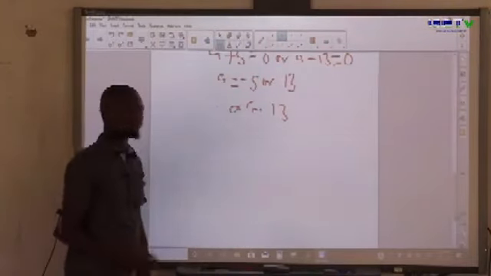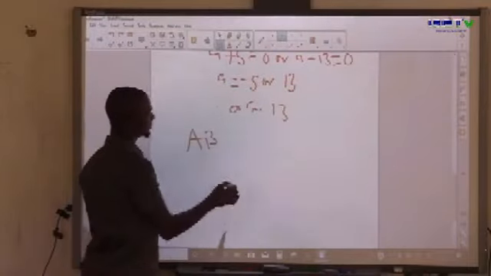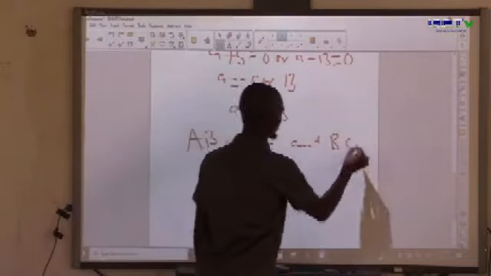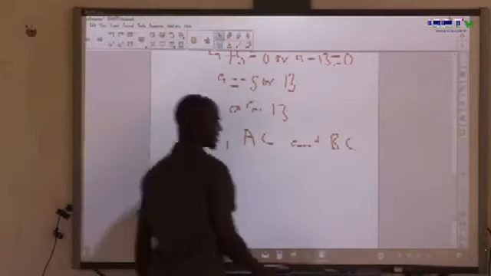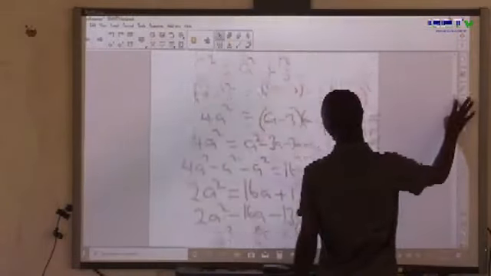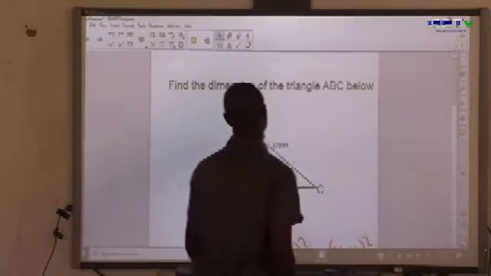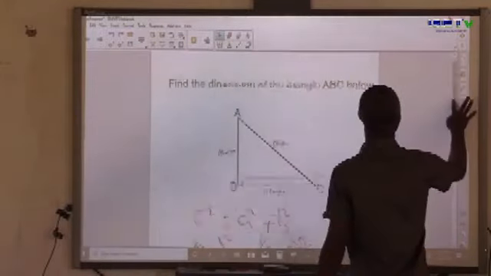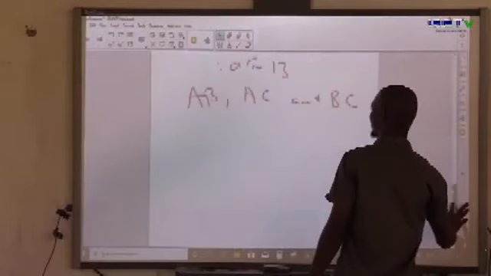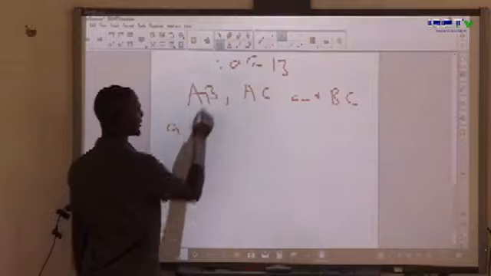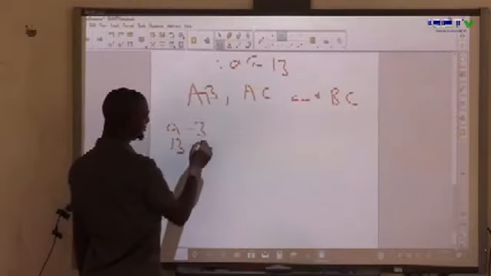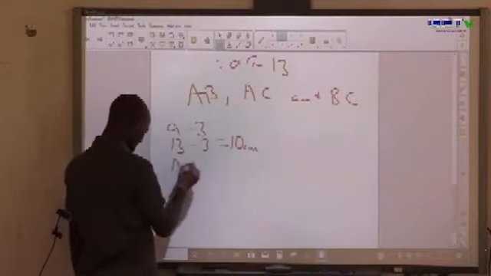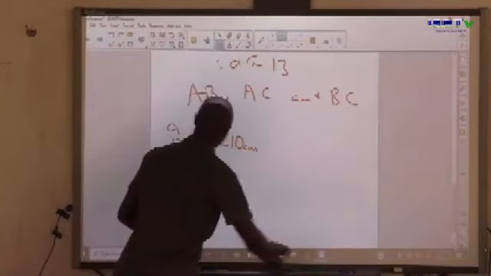We find the dimension of the triangle. The dimension of the triangle is AB, AC and BC. So what is the distance on the triangle of AB? If you look at the triangle, AB is A minus 3, AC is 2A, and BC is 11 plus A. AB is A minus 3, A is 13, 13 minus 3 is equal to 10 centimeters.